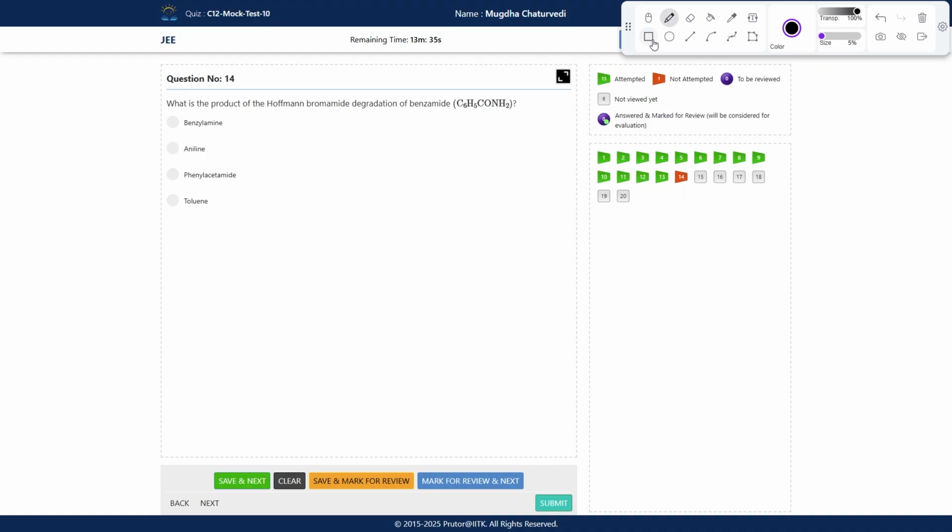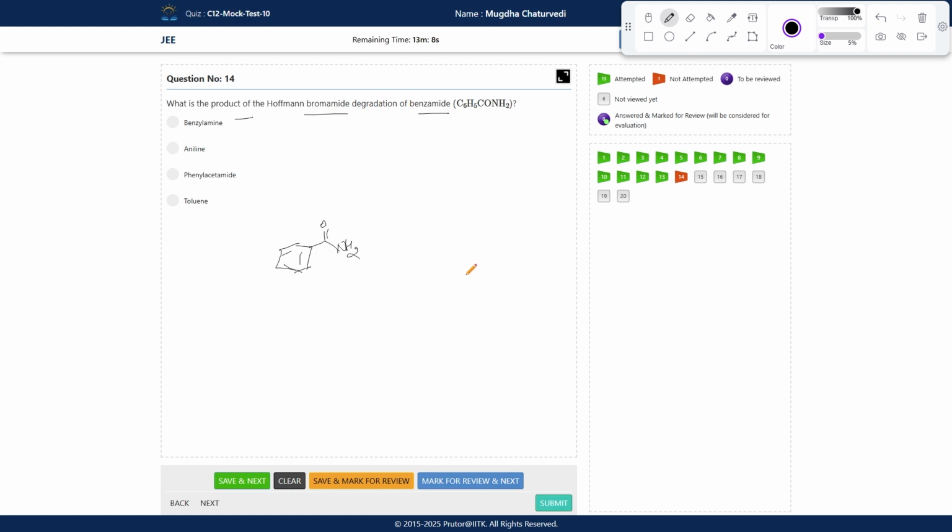It is asking us, what is the product of Hofmann bromamide degradation of benzamide? So see, what is benzamide? This is C6H5 C double bond O NH2. This is benzamide. Okay, when you react it, what will be the product of the Hofmann bromamide degradation?